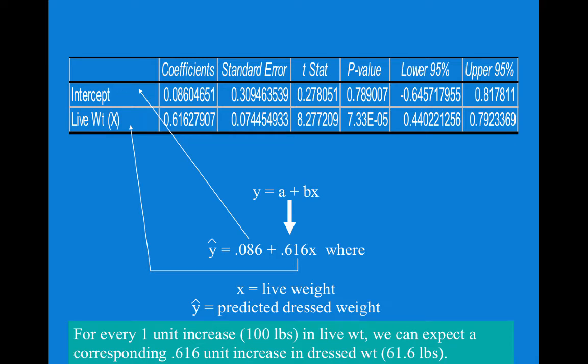And so this tells us that for every 1 unit increase, or 100-pound increase in live weight, we can expect a corresponding 0.616 unit increase in dressed weight. That 0.616 unit increase translates to 61.6 pounds of dressed weight. So for every 100 pounds of live weight, we're going to get back 61.6 pounds of dressed weight. And for those of you beef cattle people in the room, that ironically is the dressing percentage for cattle on a pretty consistent basis.